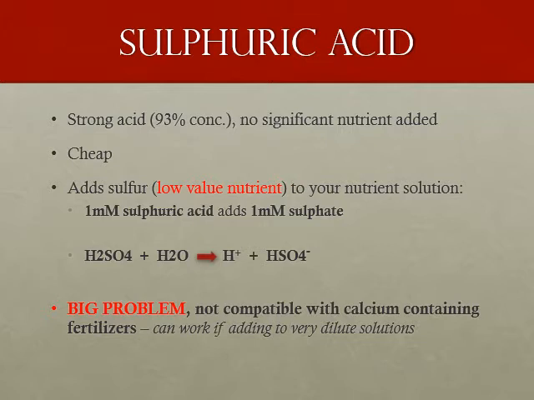Sulfuric acid, which is quite strong, it's probably one of the stronger acids of the three, does not add a significant nutrient. Sulfates are not really that useful to the plants. There's more than enough sulfates in most nutrient solutions, so we're not looking to add more necessarily. But it is very strong and it's inexpensive. But it is also a problem in the sense that it reacts with certain fertilizers. So it's not compatible with calcium, so we've got to be careful about that. So both phosphoric acid and sulfuric acid have their problems when it comes to reacting with nutrients.